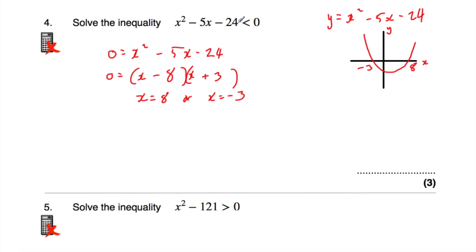Now we want to find when this quadratic is less than 0. So in other words, when is this quadratic negative? And those will be the values of x that are bigger than minus 3 but less than 8. So x is going to be bigger than minus 3 and less than 8. Any value of x that's bigger than minus 3 but less than 8, when you substitute it into this quadratic, will give you a negative. And that's it, that's our answer. Okay, let's look at question number 5.